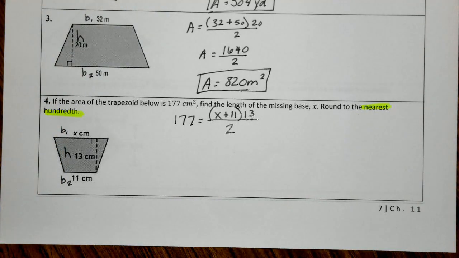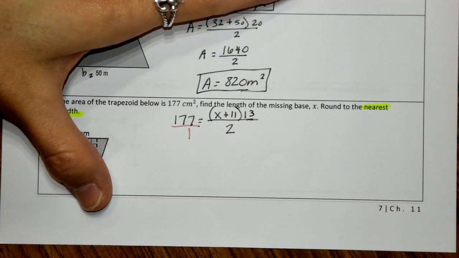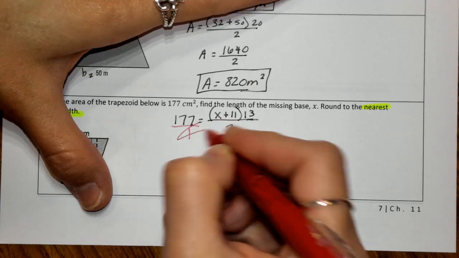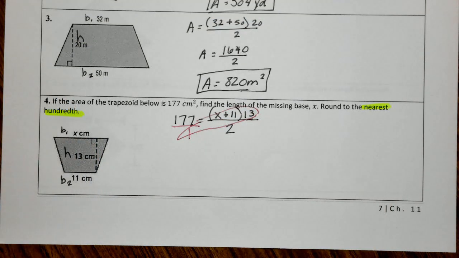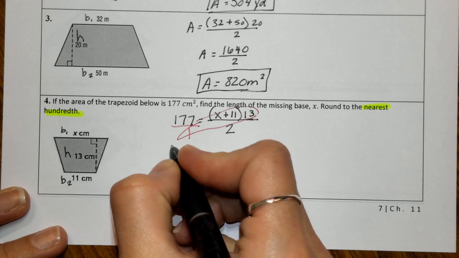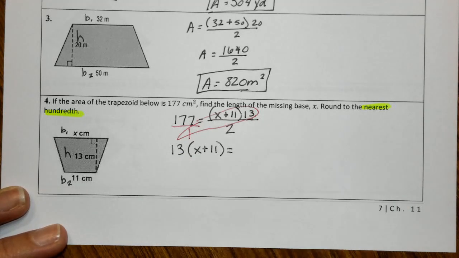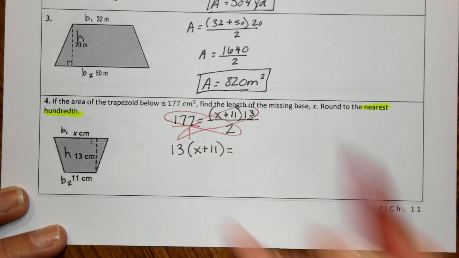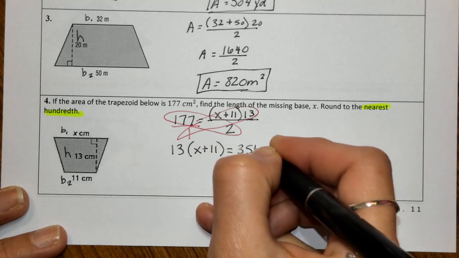We can go ahead and distribute the 13 to the X and the 11, but we can do that now, we can do that afterwards. I'm going to go ahead and get rid of the 2 first. I'm going to set this up as a proportion so that when I cross multiply here, I'm just going to have that 13 times the X plus 11. And I'm going to go ahead and write the 13 first so I can see my distribution a little easier. This will all be equal to 177 times 2, which gives us 354.